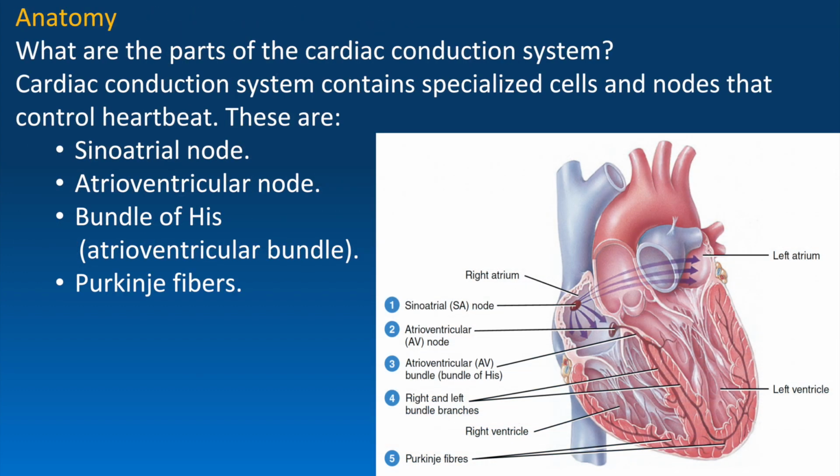Now let us see the parts of the cardiac conduction system. The cardiac conduction system contains specialized cells and nodes that control the heartbeat. These are the sinoatrial node, atrioventricular node, bundle of His, that is the atrioventricular bundle, and Purkinje fibers.